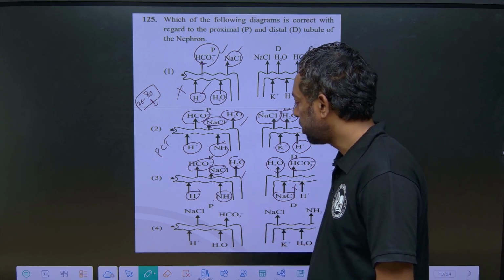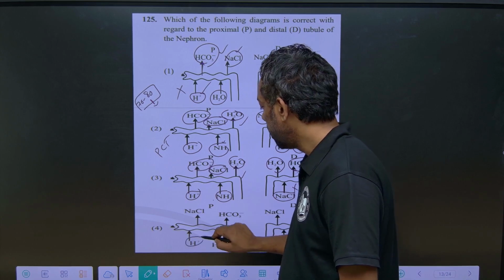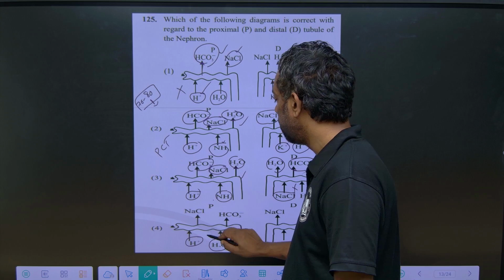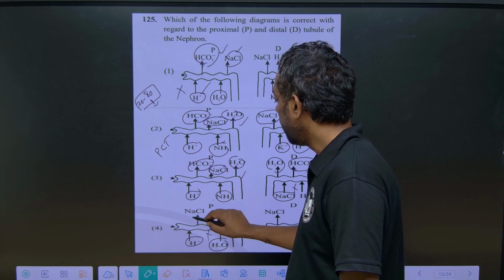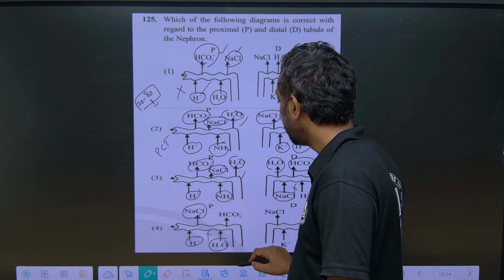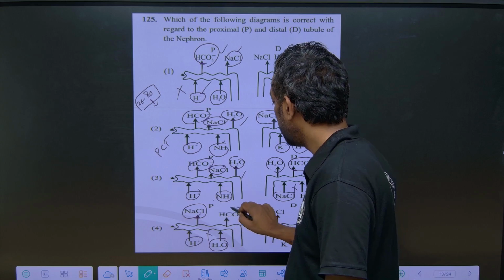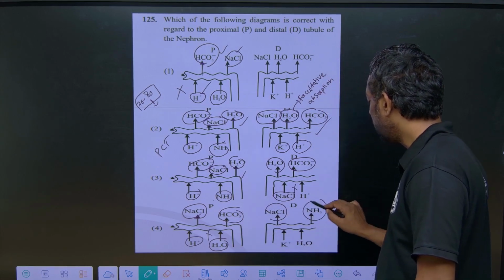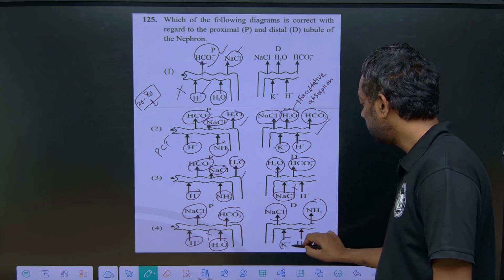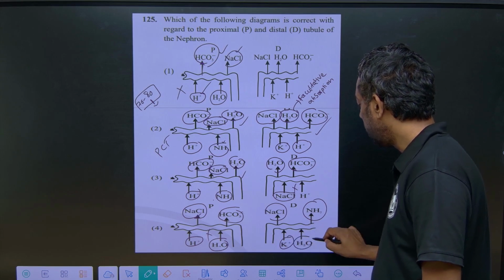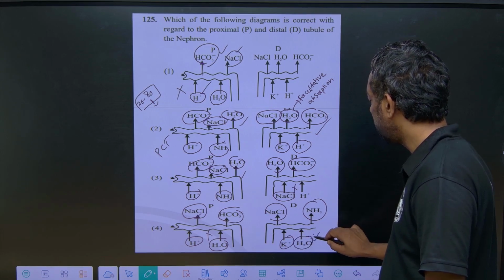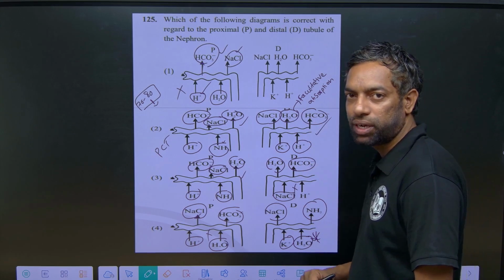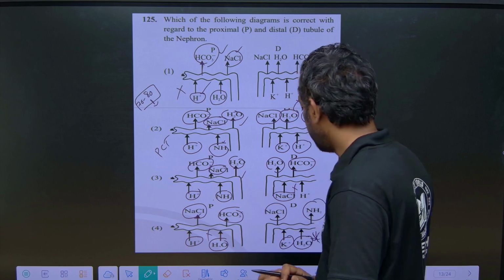If we come to the fourth option, hydrogen secretes, H2O secretes here. H2O is completely absorbed here. NaCl secretes, absorbs, and bicarbonate absorbs. NaCl and ammonia absorb here, potassium secretes, and water is absorbed here. This is the wrong answer, guys. It is a very simple question. I hope you understand this.